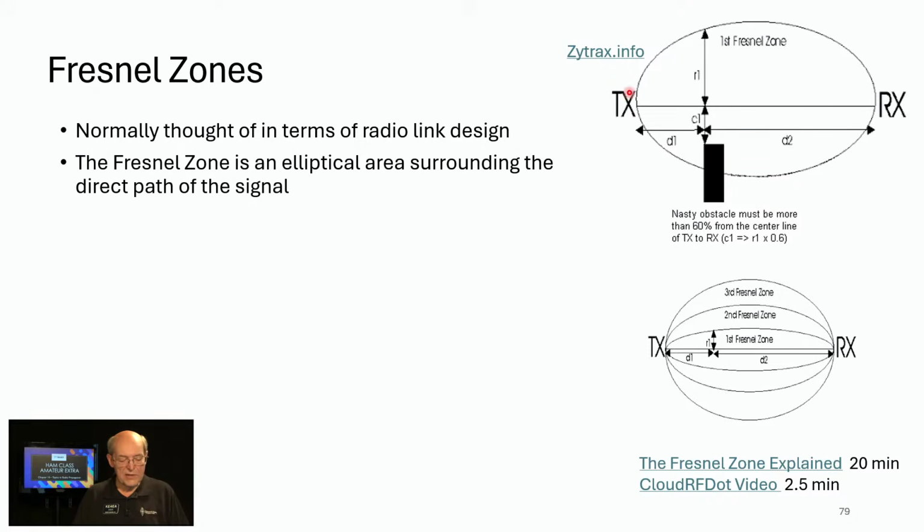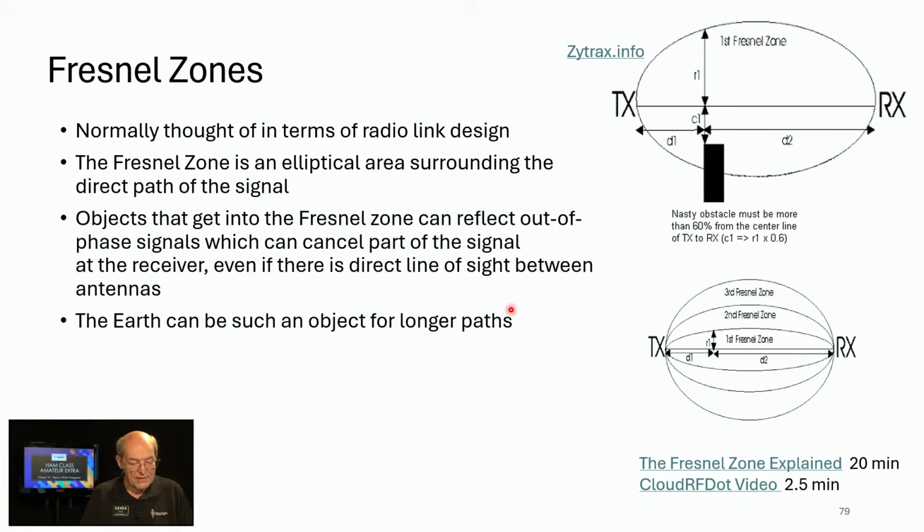So they'd have to either raise the antennas or try to figure out how to get this object out of the way. If somebody built a building between the two areas, maybe you've got to tear the building down. That might not be advisable. It's normally thought of in terms of radio link design. It's an elliptical area surrounding the direct path of the signal. Objects that get into the Fresnel zone, like this nasty object here, you probably can't read this, but it says the nasty obstacle must be more than 60% from the center line in order for it not to affect this.